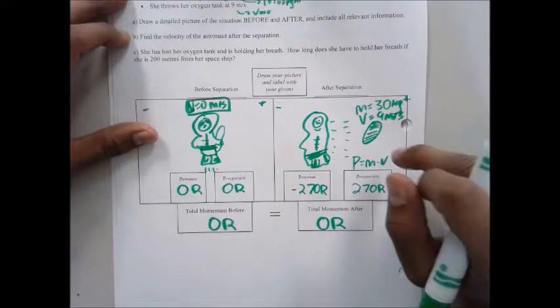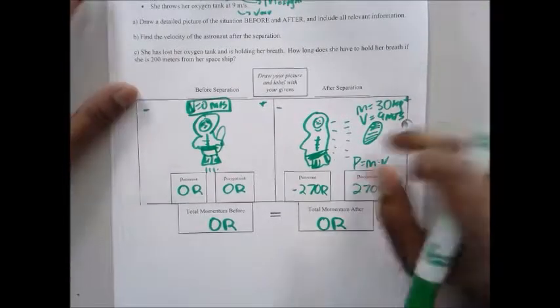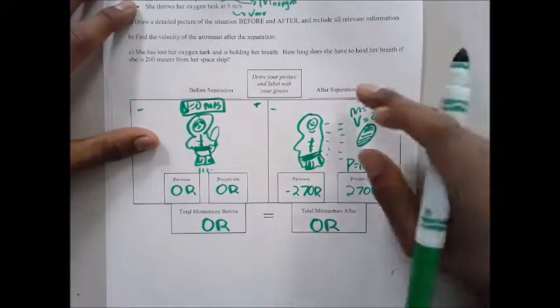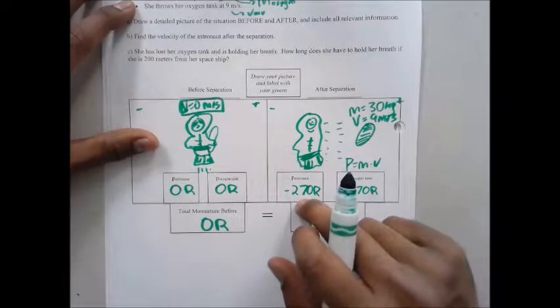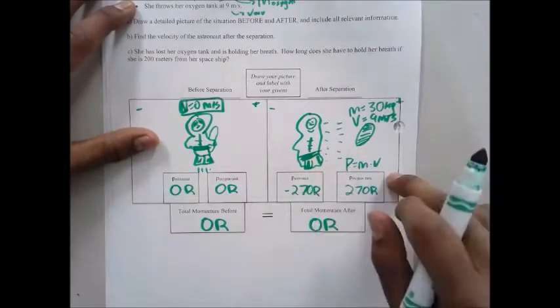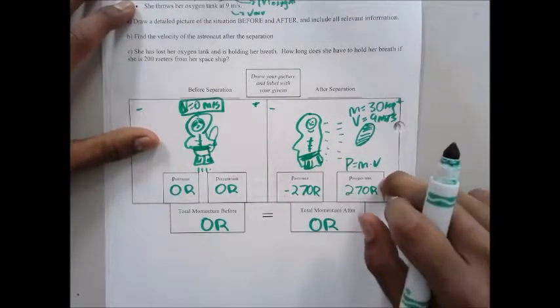In this case, we were not told the oxygen tank is moving to the right, but I assumed that to make the problem a little bit easier. I just said the oxygen tank is moving to the right so that I could write down this positive number and then find the astronaut's momentum based off of this positive momentum here.